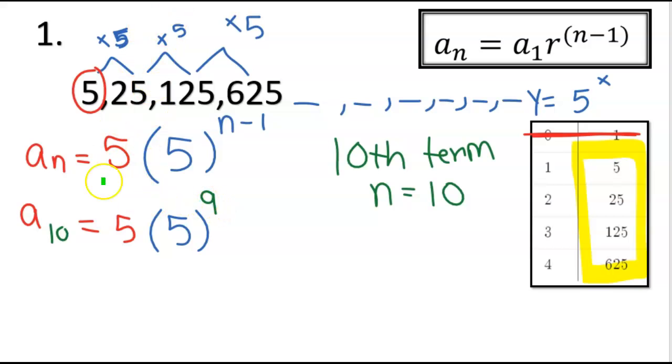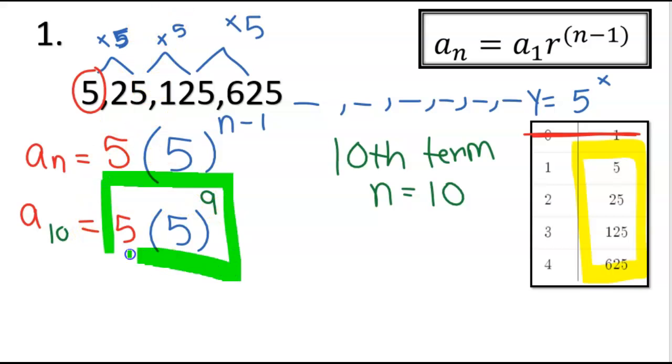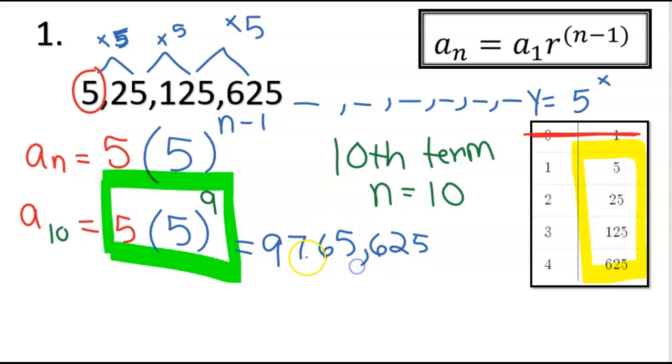And this is what I'm going to put in Desmos to figure out the answer. And it's going to be huge, isn't it? I figured it out already. 5 times 5 raised to the 9th power. So if I multiplied by 5 over and over and over again, that would be the 10th number in the pattern.